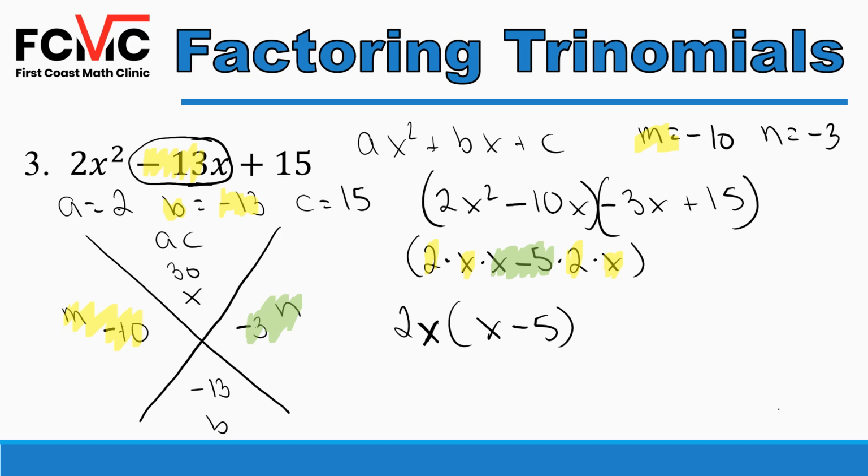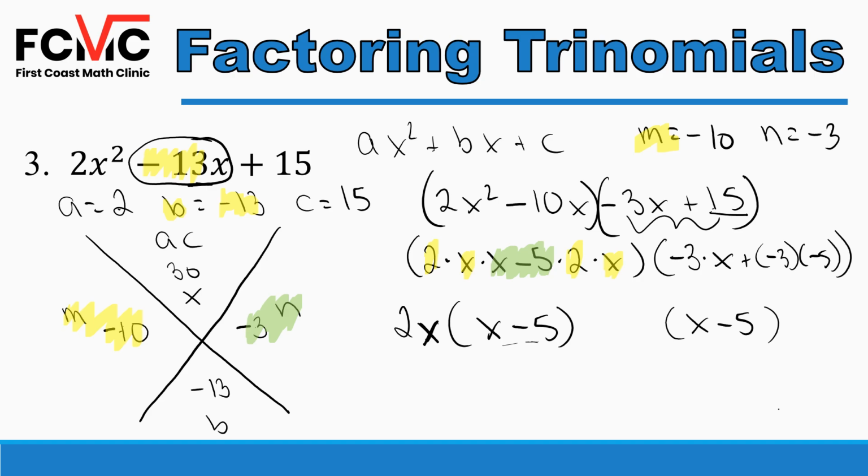Now, that helps us because we know that if x minus 5 is in this set of parentheses, x minus 5 should be here as well. So how can we rewrite this set of parentheses? This is negative 3 times x. Let's think about how we could rewrite 15 so we can factor out and get x minus 5. Well, I can rewrite 15 as negative 3 times negative 5.